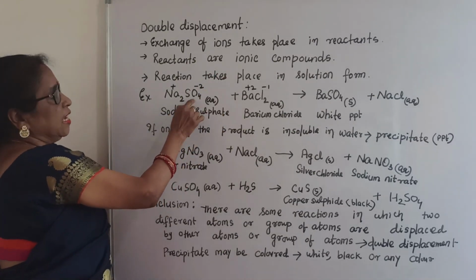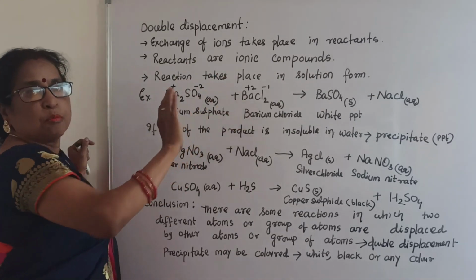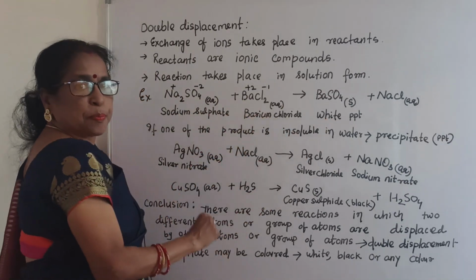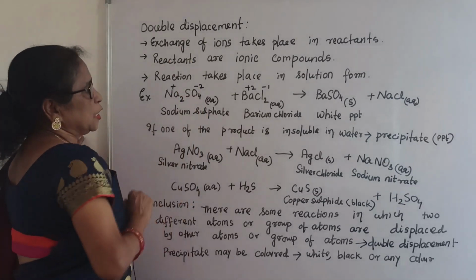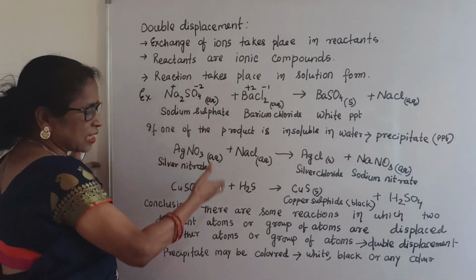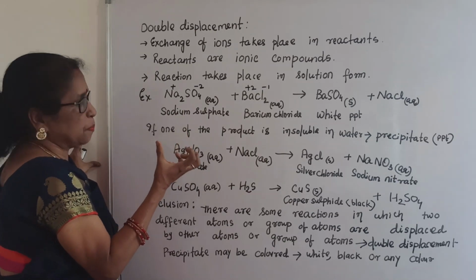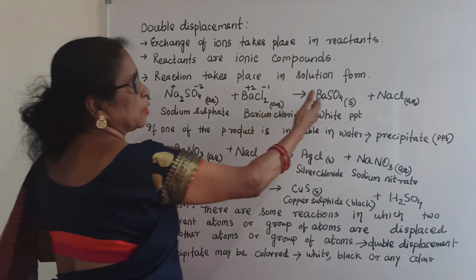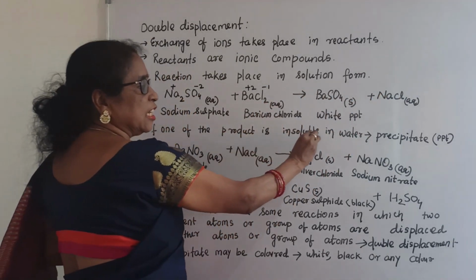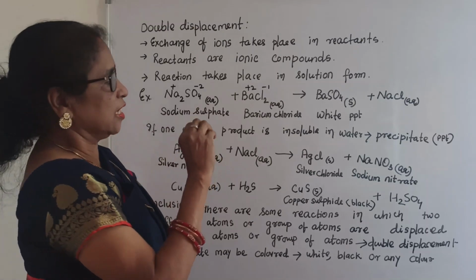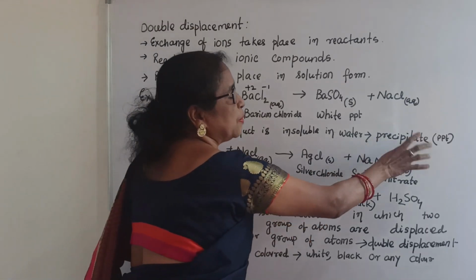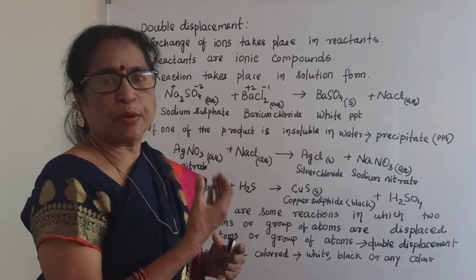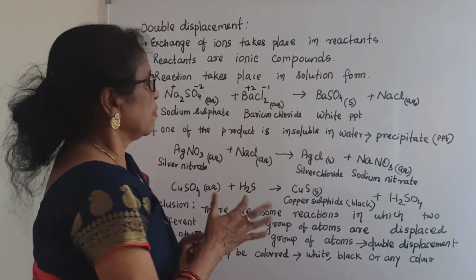And now you can say both of these are ionic compounds. Now you can see here a white precipitate. That means in a double displacement reaction, or in this type of reaction, you are getting some precipitate. There are so many products; if one of the products is insoluble in water, that is called a precipitate, in short form PPT. This precipitate may be white, black, any color may be possible.